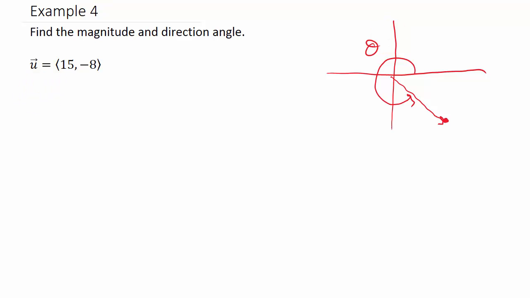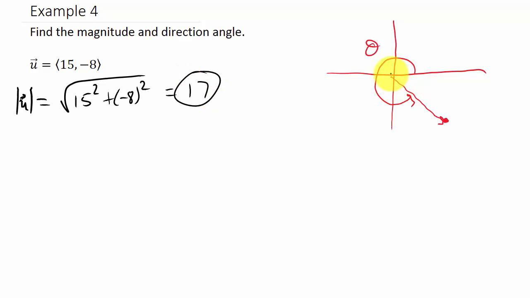Alright, so first let's find the magnitude. So that's the square root of 15 squared plus negative 8 squared. Let's punch that into the calculator and see what we get. Oh, and that comes out to 17. So there's the magnitude. That's the distance from here to here. Okay, there's your magnitude.